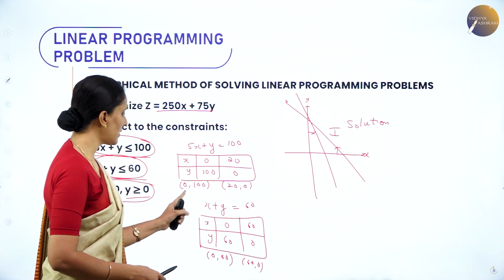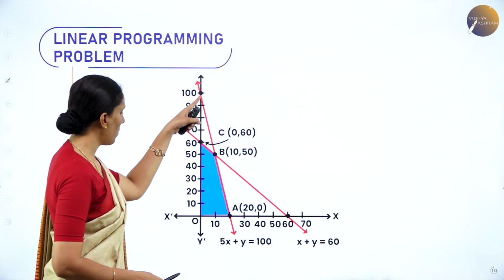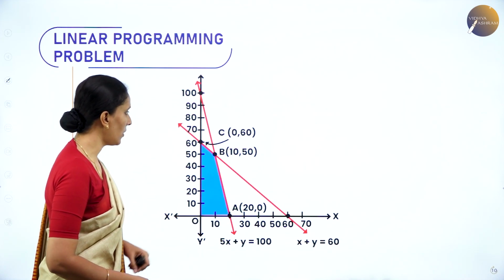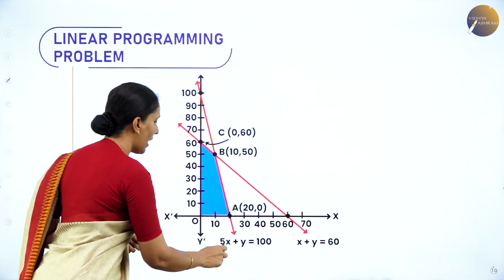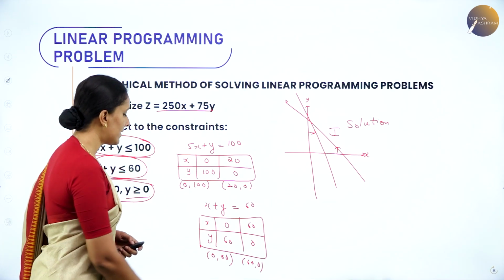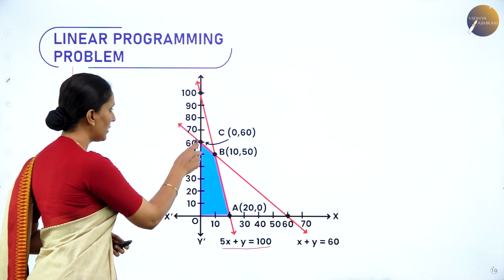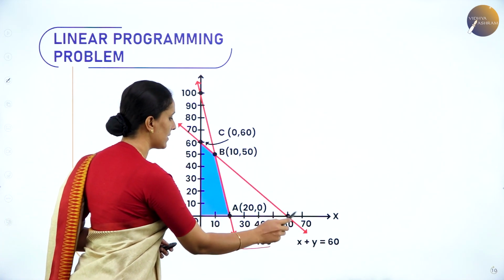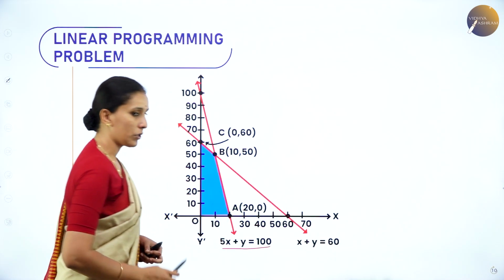Let us plot these points 0, 100 and 20, 0. Once we plot these points, we will draw the line and write the equation of the line which it represents. Next, we have 0, 60 and 60, 0. I'll mark the points 0, 60 and 60, 0, then again draw the line x plus y equal to 60.